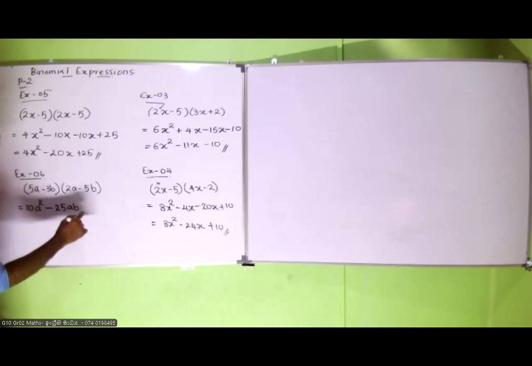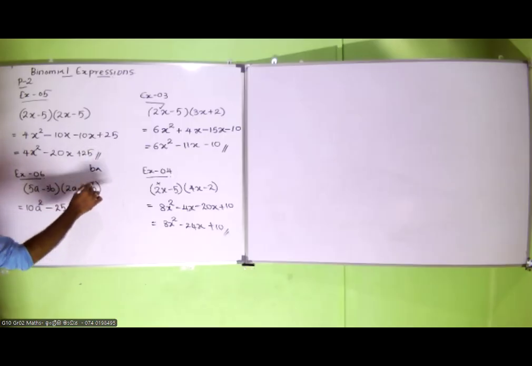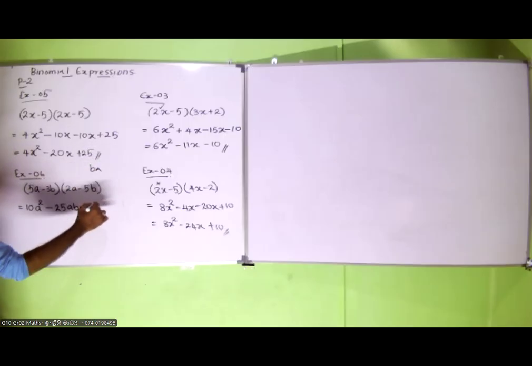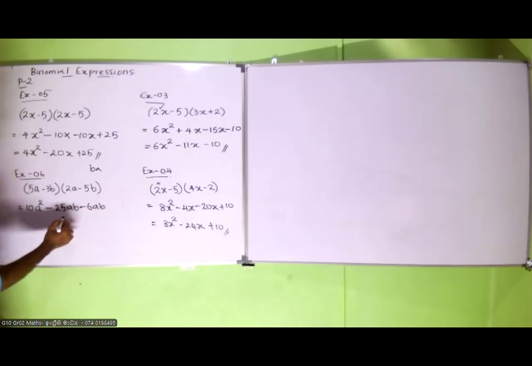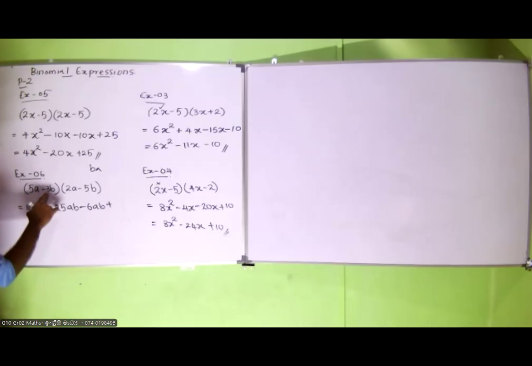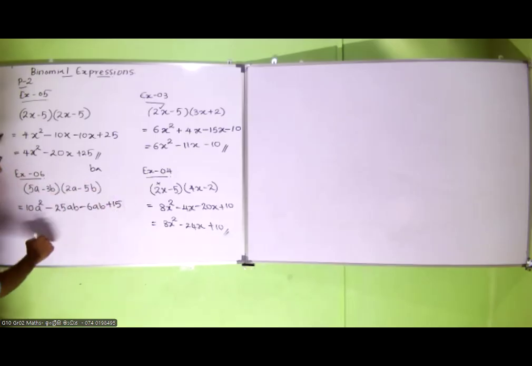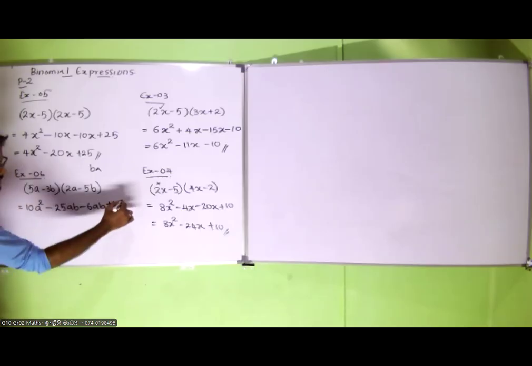Negative into positive, negative. 3 into 2, 6. B into A, BA, and make a cat eye. This is ugly, so I need to write AB. So these two will be matching, right? AB and AB, nice, super. Negative into negative, positive. 3 into 5, 15. B into B, B squared.